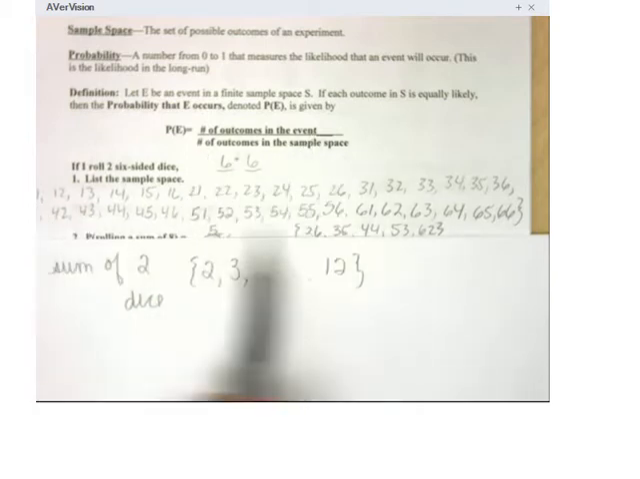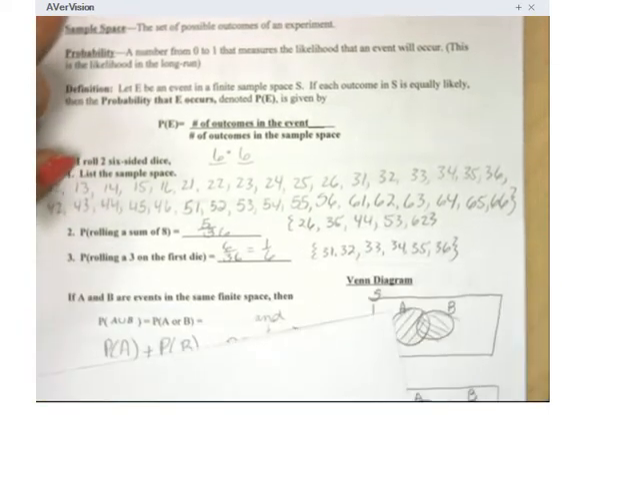So we'll look at this next question. If I wanted to find the probability of rolling a sum of 8, I know I have 36 items in my sample space, and if I look at those that have a sum of 8, I can see that 2 and 6, 3 and 5, 4 and 4, 5 and 3, and 6 and 2 are items that work. Therefore, my probability of having that happen is 5 out of 36.